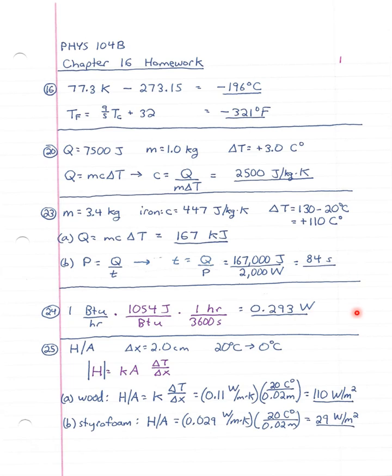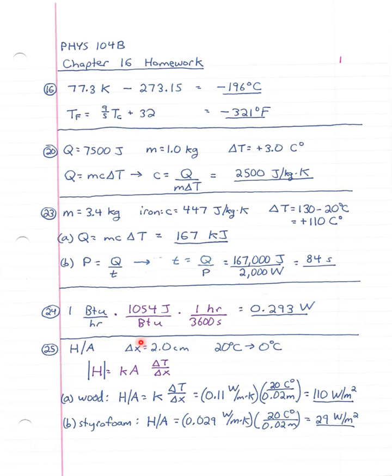Question 24. Building heat loss in the U.S. is usually expressed in BTU per hour. What is 1 BTU per hour in SI units? So we're going to have to look that up in the front flap of the book. At the bottom of the front flap, it gives 1 BTU is 1.054 kilojoules.